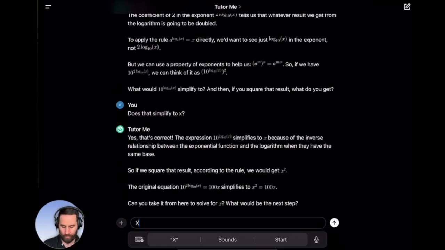So can you solve for x here? Cool. We can divide each side by x. We know that 0 is not valid, so x squared equals 100x, divide by x, and x equals 100. Perfect. That would be it. That's awesome.